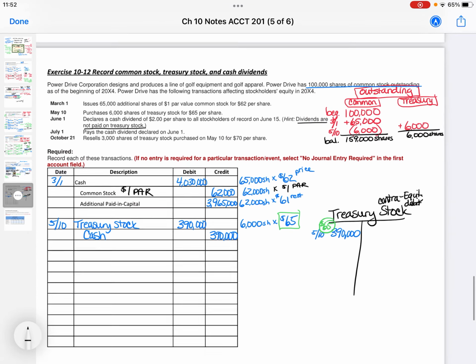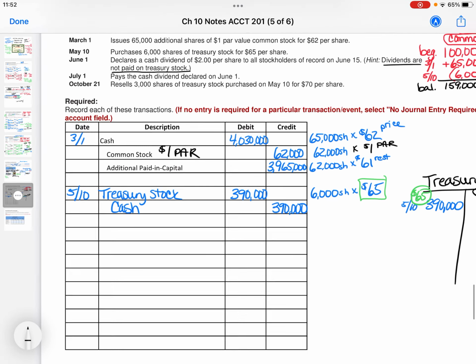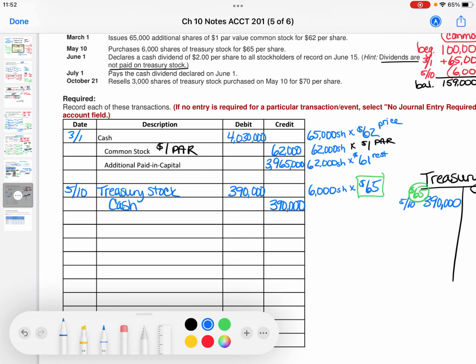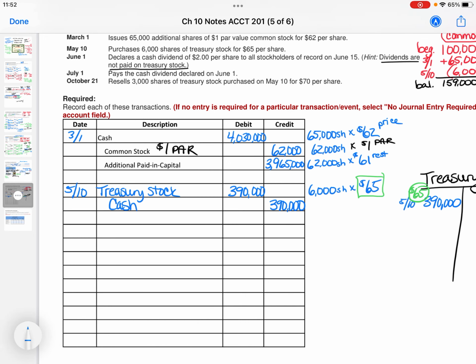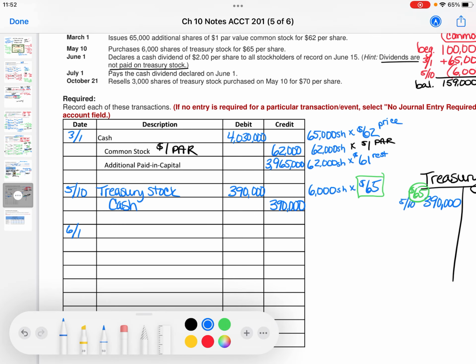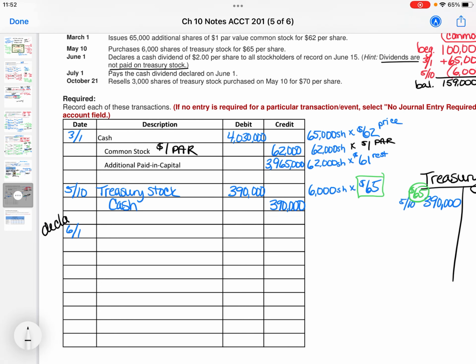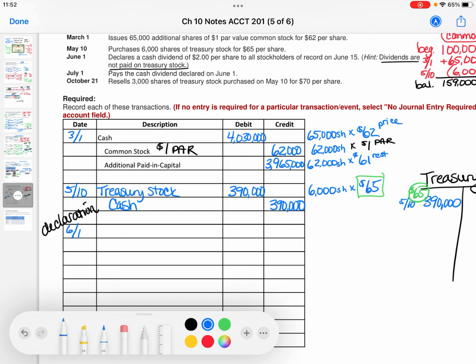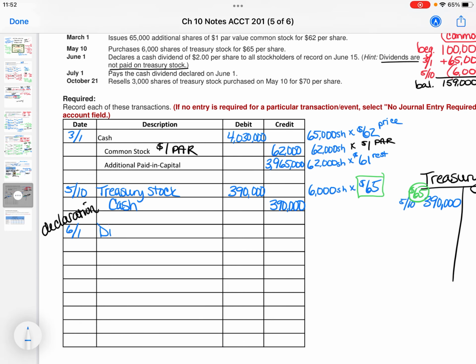Okay, so it is June 1st and we're declaring a dividend. And the dividend is what? $2 per share. Okay, so June 1st, the date of declaration, right? I don't know what color I haven't used yet, so we'll just put it here. Okay, the date we declare it. So what we do for this entry is debit dividends and credit dividends payable.